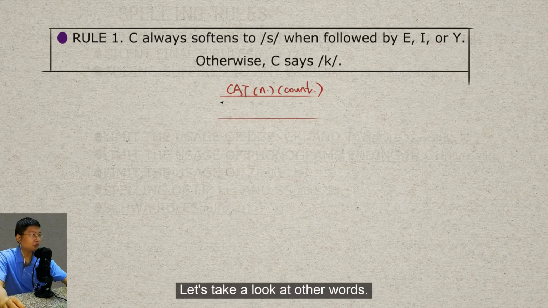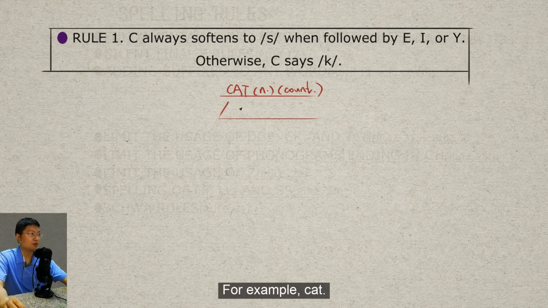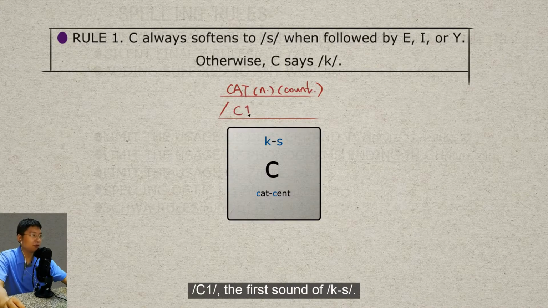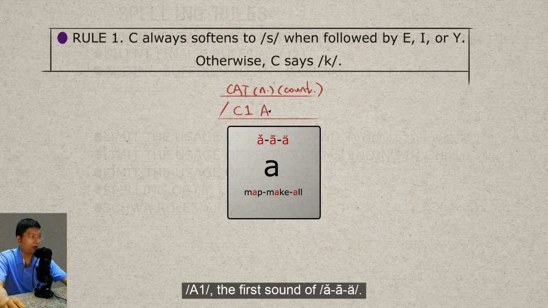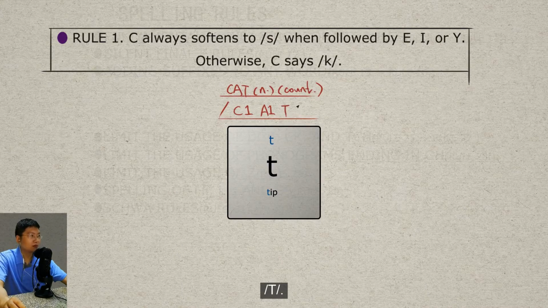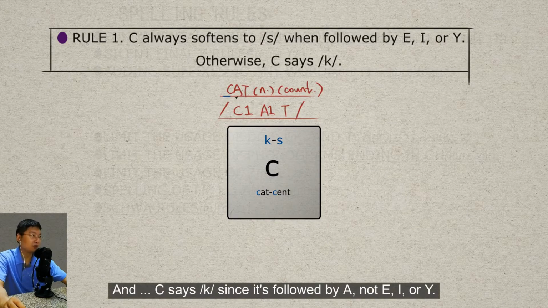Let's take a look at other words. For example, cat. K, the first sound of C, K, S. A, the first sound of A. T. Cat. And C says K since it's followed by A, not E, I, or Y.